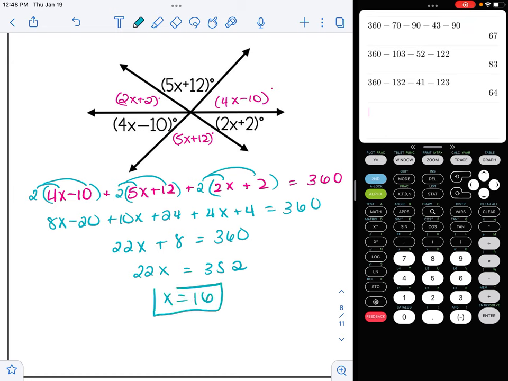If we want to check, we can go back to our picture, plug 16 in for each of the angles, make sure that all 6 angles add up to 360 degrees. Hopefully this video helps you better understand adjacent angles about a point.